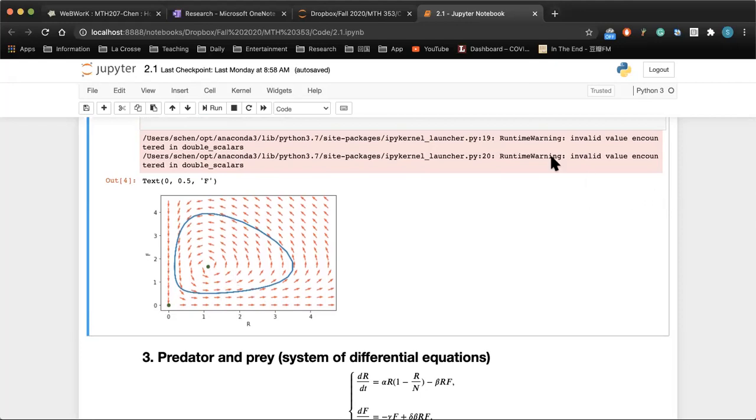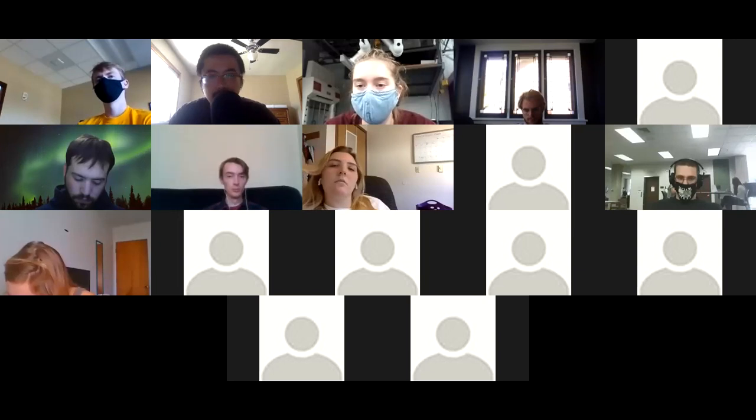Okay, so that's what we have for drawing the direction field. By drawing that, you also start to see something interesting, that is the equilibrium.